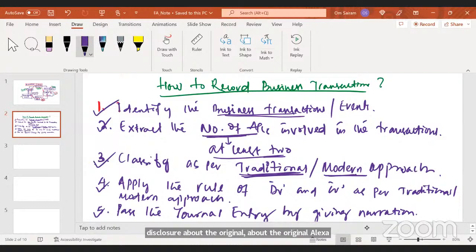Okay. Someone is saying, sir, please repeat the 5th point. 5th point, pass the journal entry. Finally, you have to pass the journal entry by giving narration. Narration means what? Brief description about the original transaction.